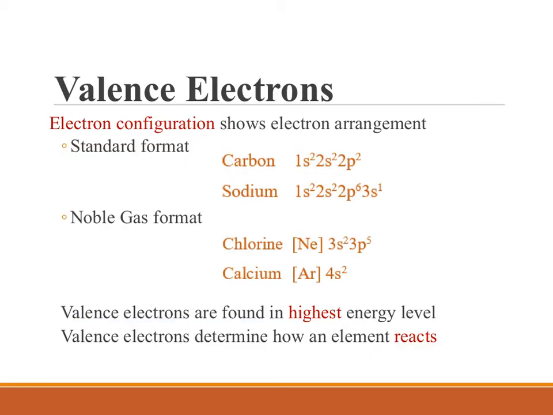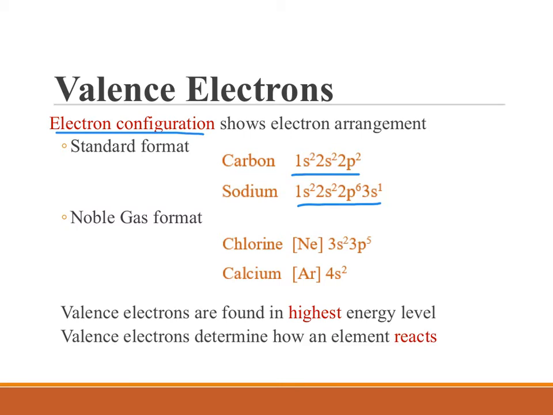We use electron configuration as a way to identify the electron arrangement in any particular atom or element. There are 2 ways of doing that, the long way and the short way. The standard format is the long way, where we would write out every single electron starting at the very first energy level. So for carbon here, we have an electron configuration of 1s2, 2s2, 2p2. And for sodium, we have 1s2, 2s2, 2p6, 3s1.